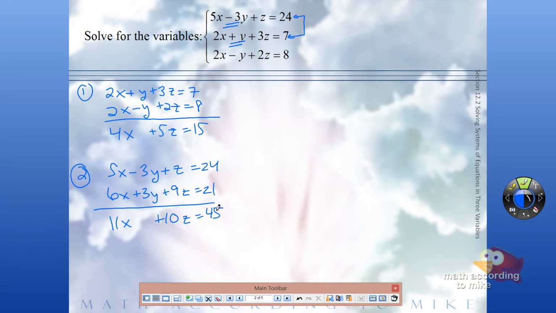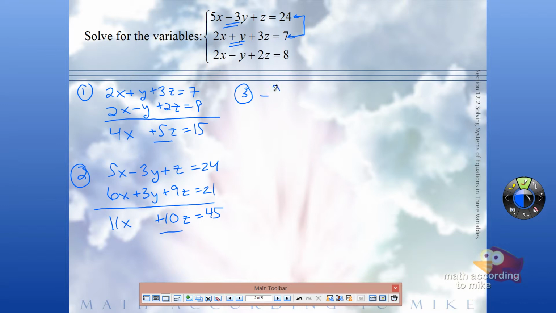Now we went from 3 variables down to 2. And now we're going to repeat it. We're going to take our results from steps 1 and 2 in step 3 and eliminate another variable. Well, notice 5 and 10 are in the same multiple family, so I'm going to choose to eliminate z. It'd be the easiest. Since this is a +10, I would need to make this into a -10. So what do I multiply this entire equation by to make this into a -10?